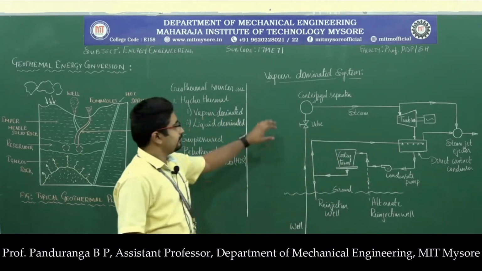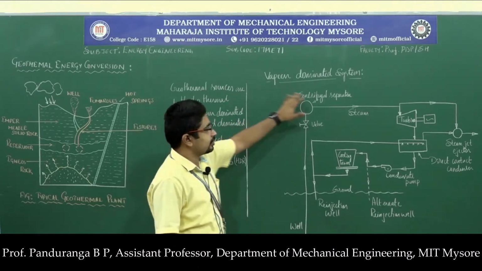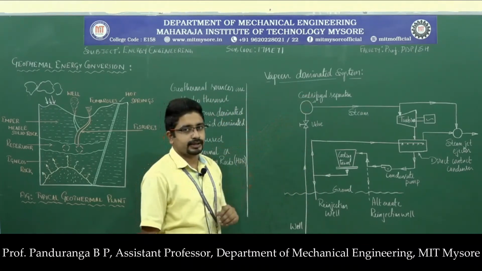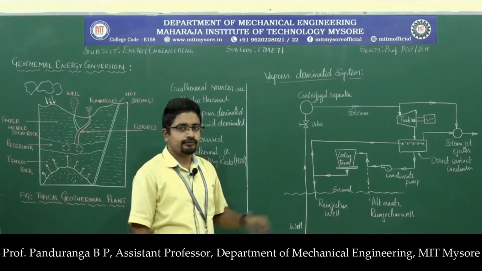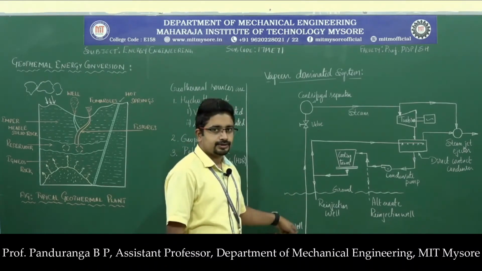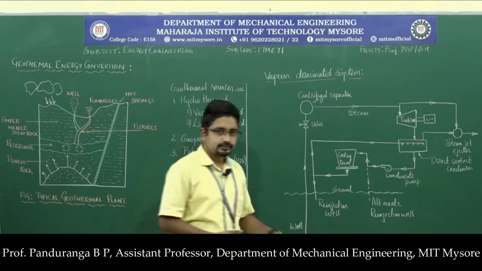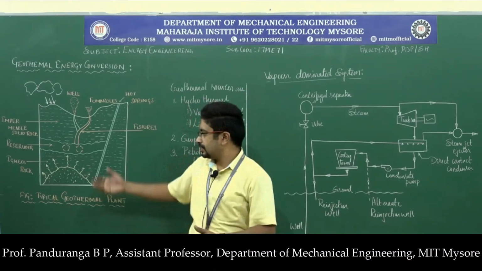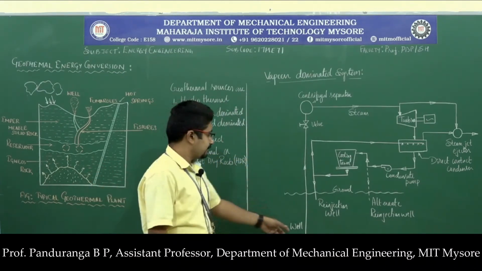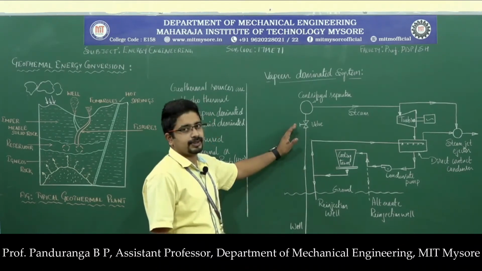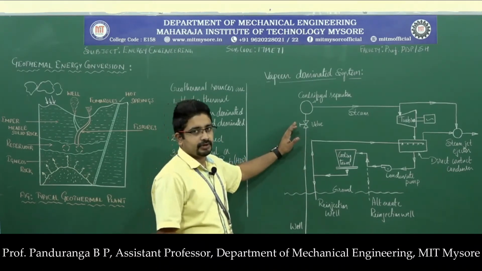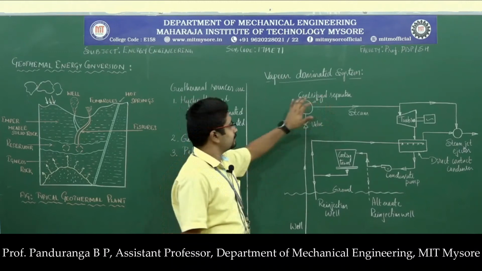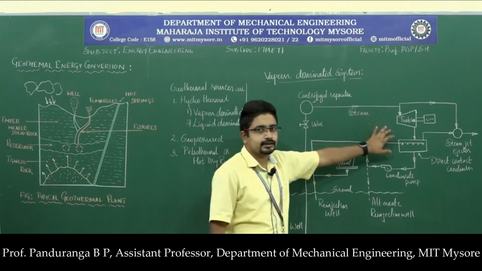In that we have drawn here the schematic of the vapor dominated system. Let us see the working of the vapor dominated system. As I said here, first we will have a well through which we will be drawing hot vapors out of the geothermal source. The vapor comes out of the well, and here we have a valve to regulate the amount of vapor that is supplied to the centrifugal separator and the turbine.